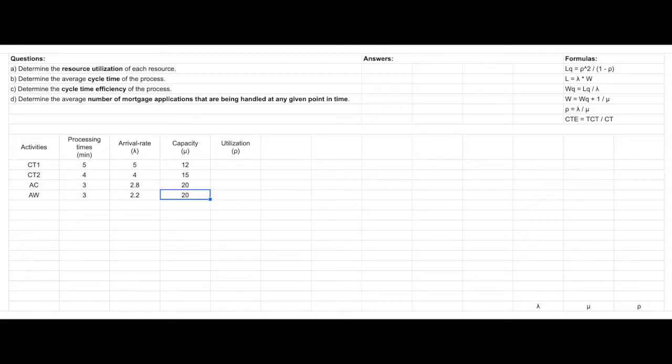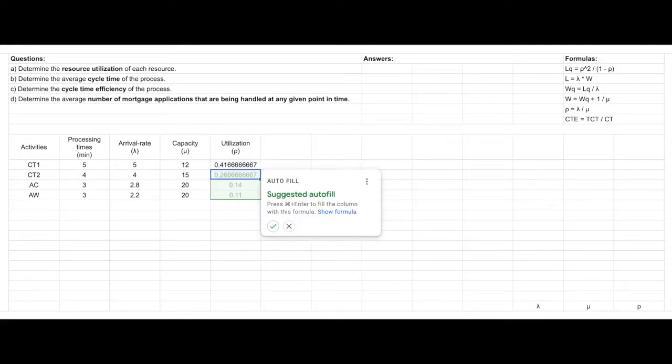Now we can easily calculate the resource utilization, which, as mentioned before, is a ratio between arrival rate and capacity. So we have arrival rate divided by capacity. And now we have the answer to the first question.